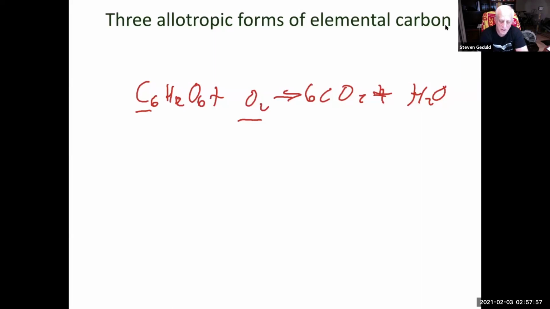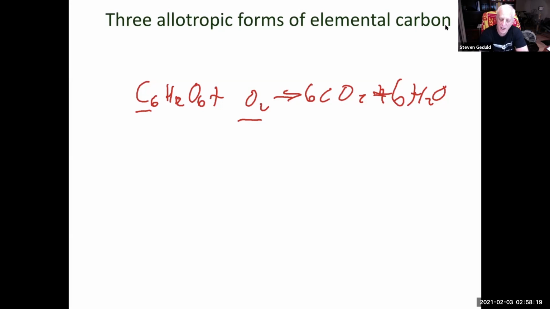So there's carbon. Let's do hydrogen next. How many hydrogens on the left? 12. So how do I make 12 hydrogens on the right? 6. Perfect. Put a 6 in front of the H2O, because there are 6 molecules and 2 hydrogens in each one of these molecules, so there are 12. Now the carbon is balanced, the hydrogen is balanced. Now we balance our oxygen.